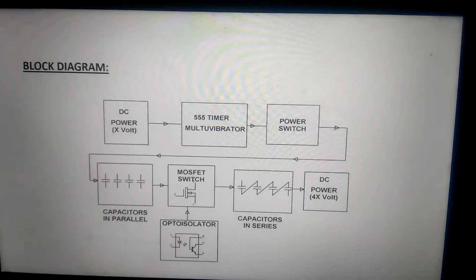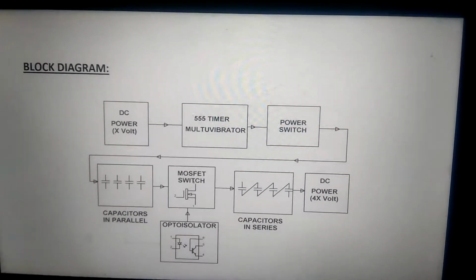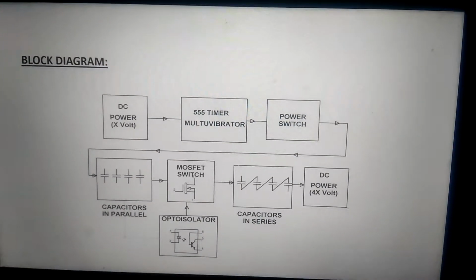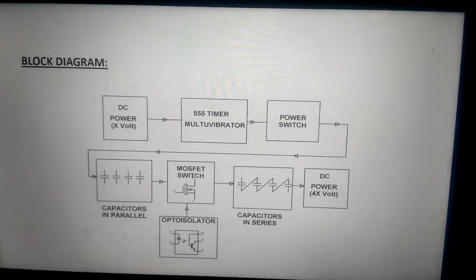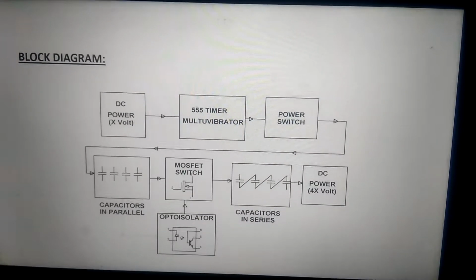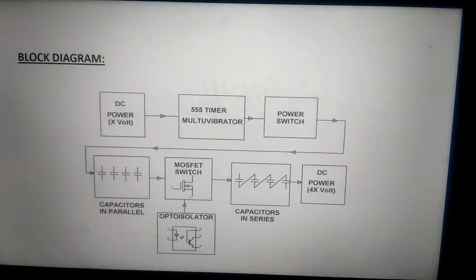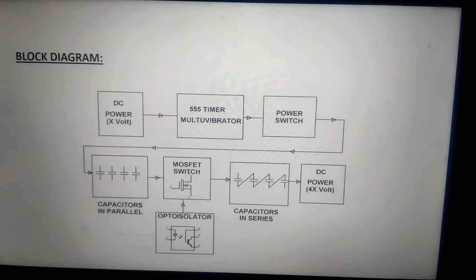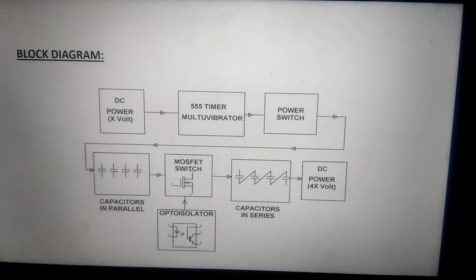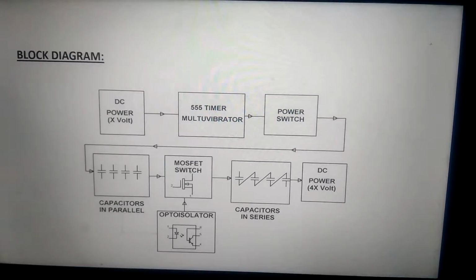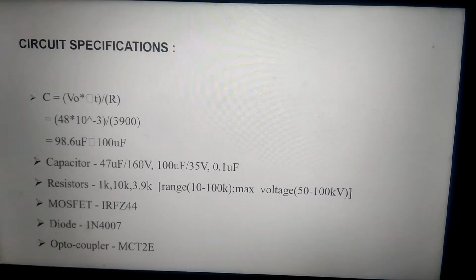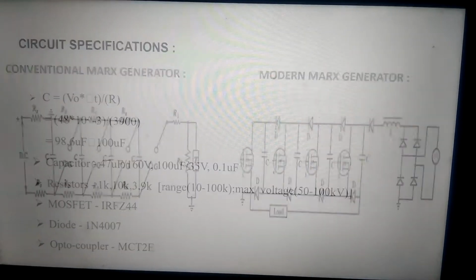This is the block diagram where you can see that if you give an input of x volts, you will finally get 4x, that is 4 multiples of the input voltage. Here we will be using a 555 timer and a power switch, and the capacitors will be connected in parallel. Whenever we switch on the MOSFET, they will be connected in series, and then we will get 4 times the input voltage. And the output opto isolator is used to isolate the signals that are coming from the capacitors.